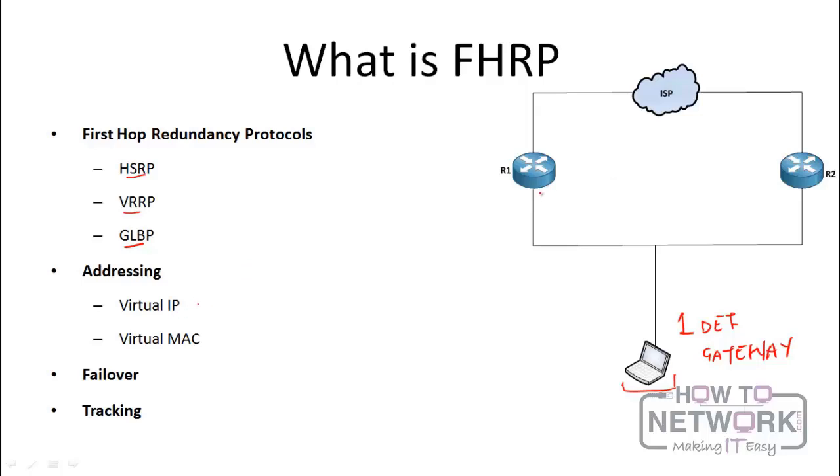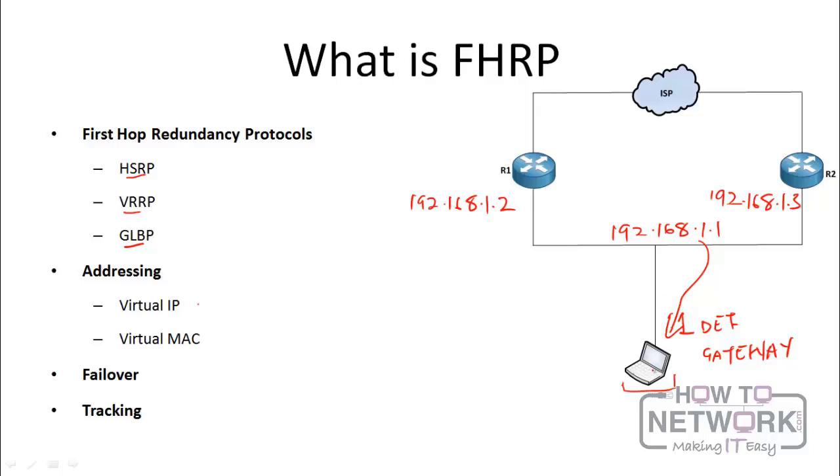So for instance, if the IP address of this router is 192.168.1.2, and the address of router 2 is 192.168.1.3, what we're going to have is a virtual IP address, maybe 192.168.1.1. And that's the IP address that's going to be assigned as a default gateway of this device.